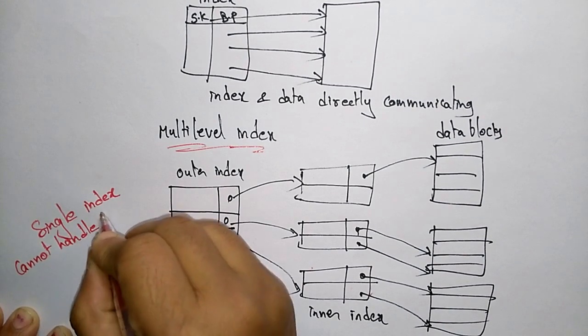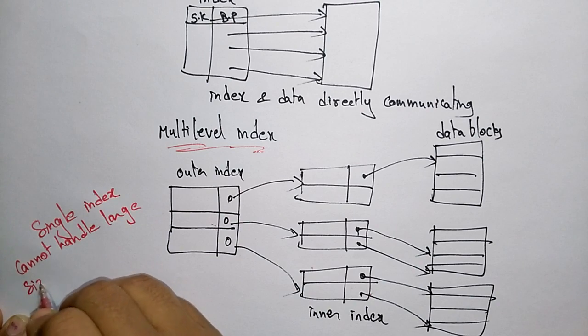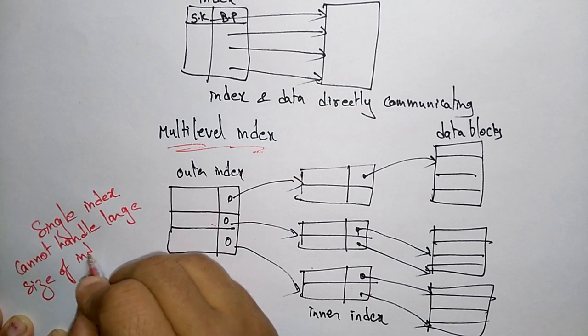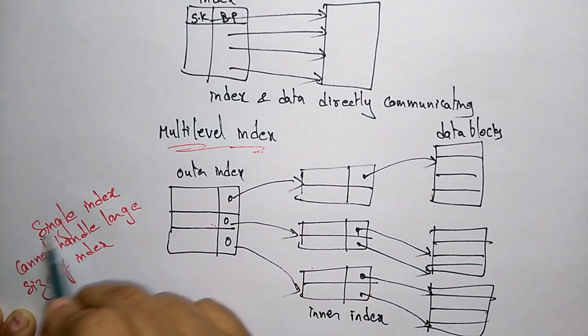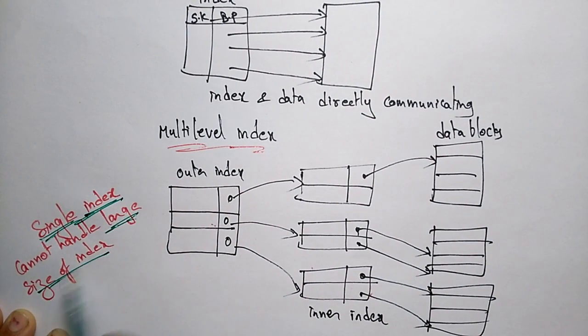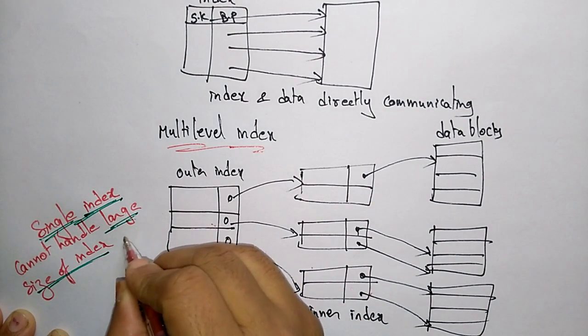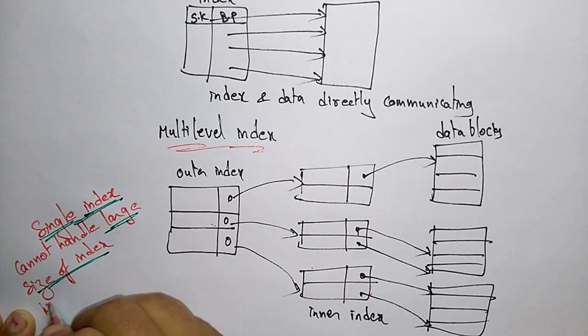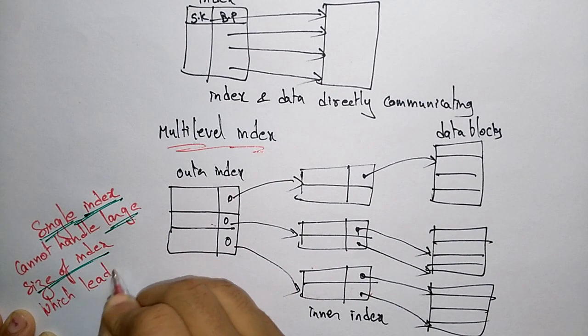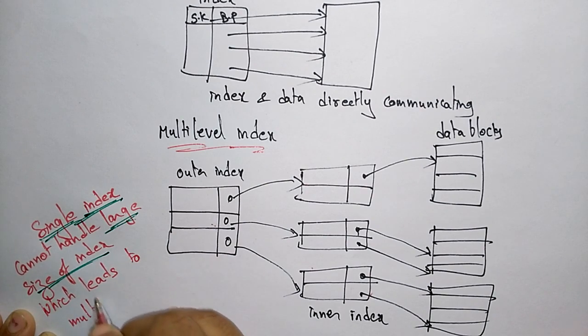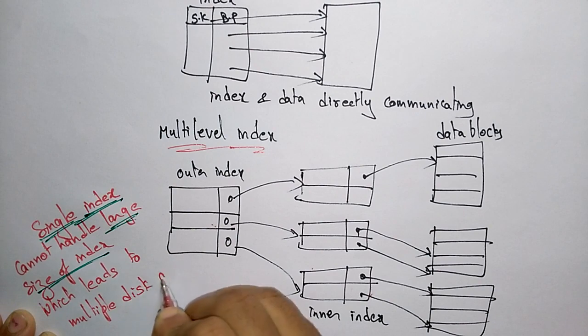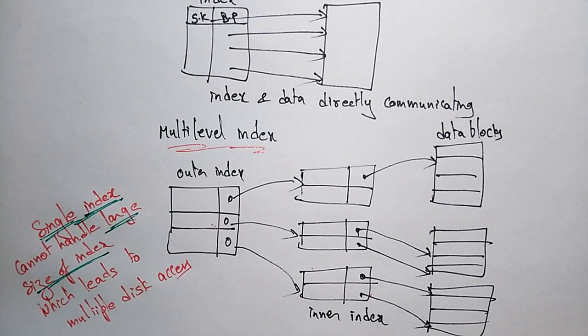Single index cannot handle a large size of index. A large size of index cannot be handled by the single index to place in memory, which leads to multiple disk access. So if a single index is used, then a large size index cannot be kept in memory, which leads to multiple disk access.